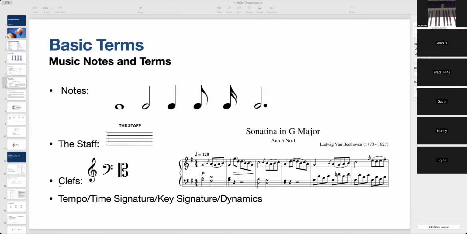And the clefs, of course, that's a G clef or treble clef, and bass clef. You know those two, and the rest of them are different and can be demonstrated with different instruments.